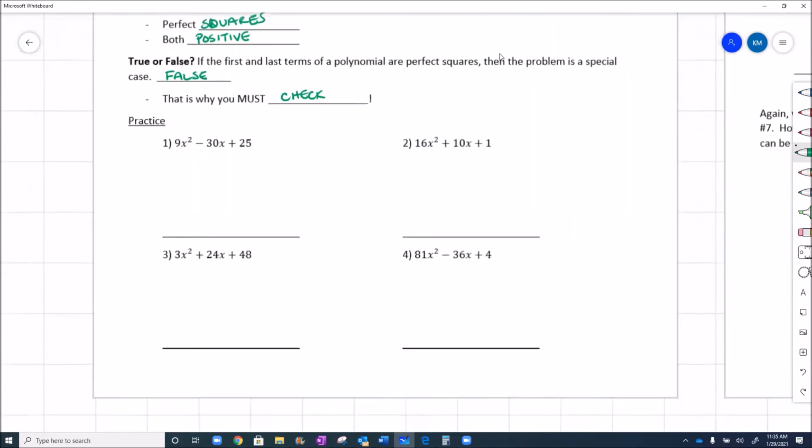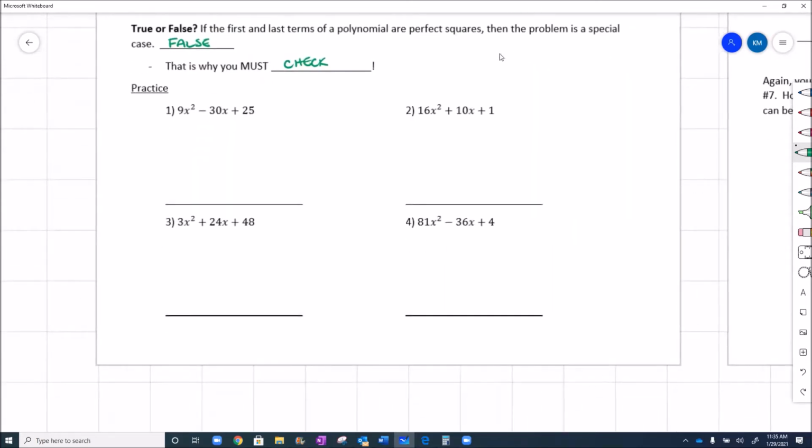So let's look at it in these problems. Number 1, as we look here, we have 9x squared, a positive perfect square, and 25, a positive perfect square. So if we're thinking about this, the square root of 9 is 3, so 3x and 3x, 5 and 5, and then we look for our sign here. What is our sign? It's negative. And this is how we would check.